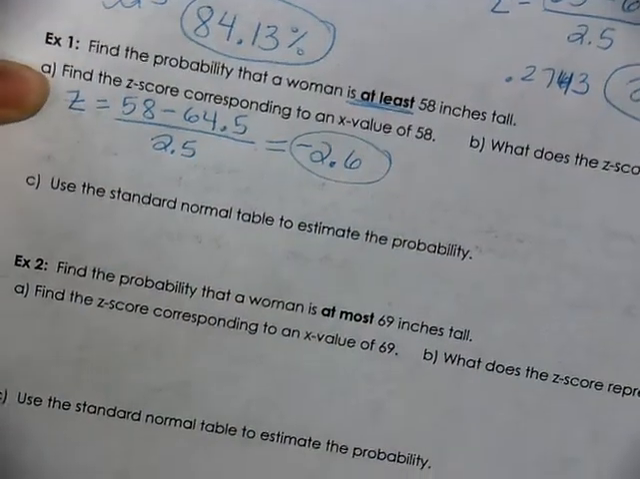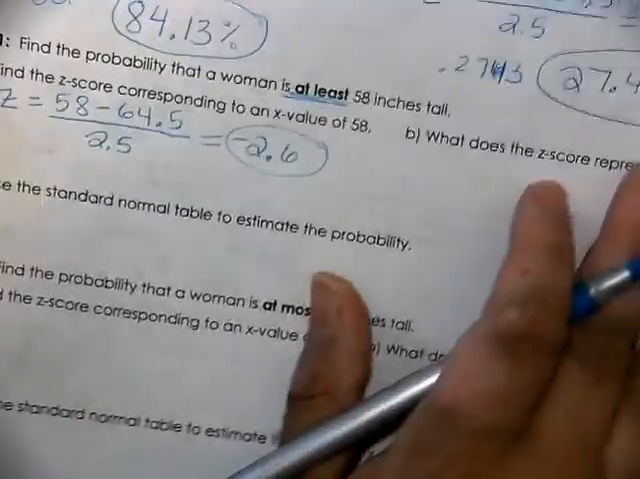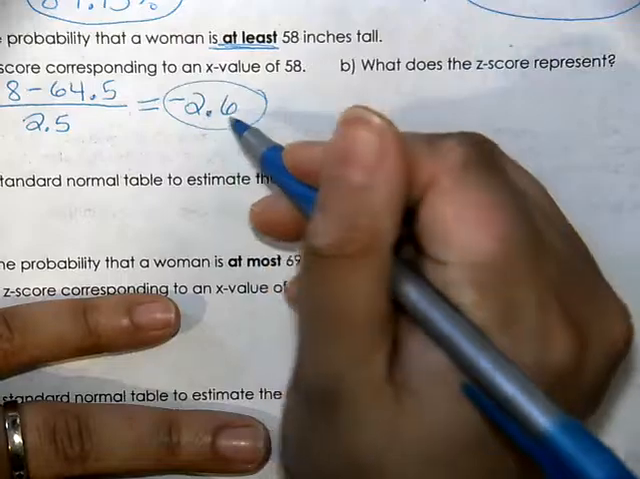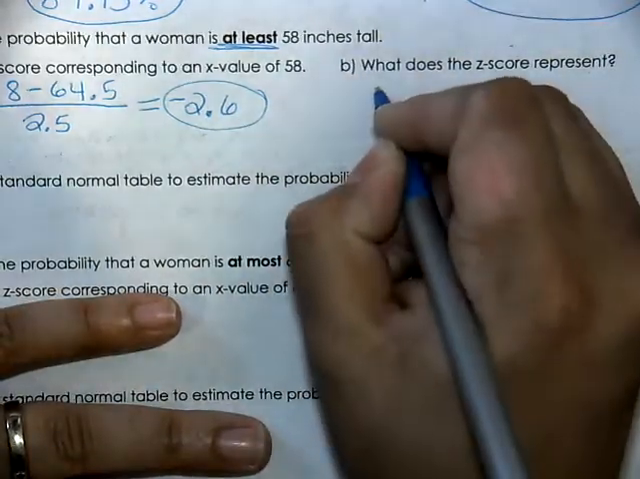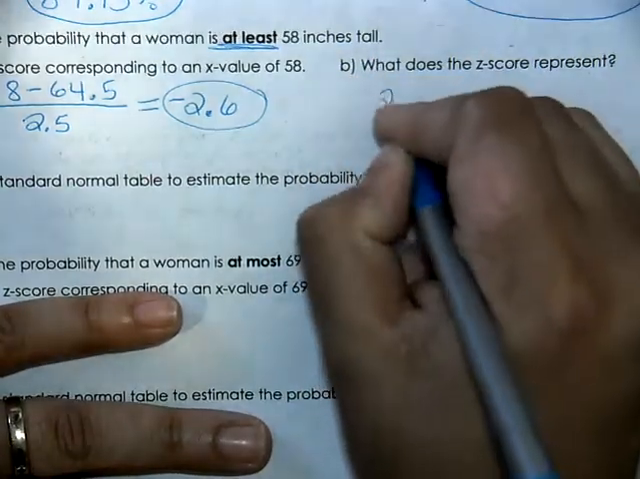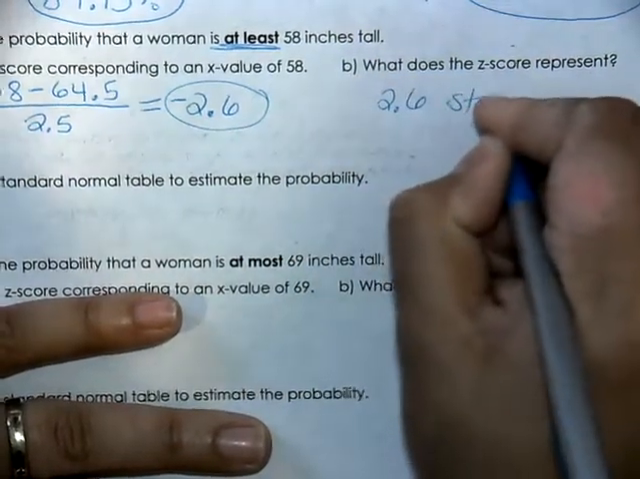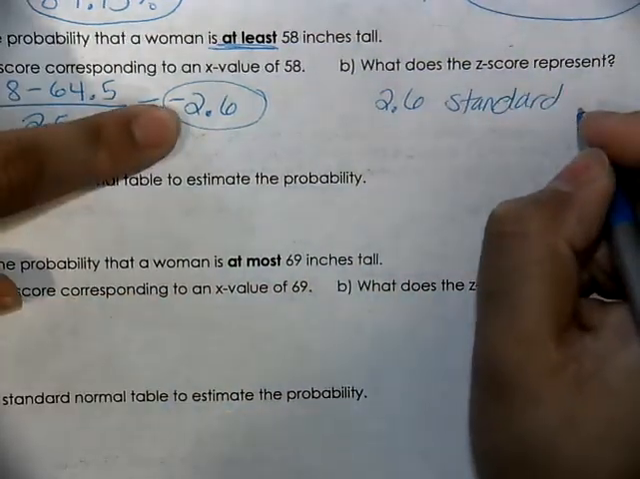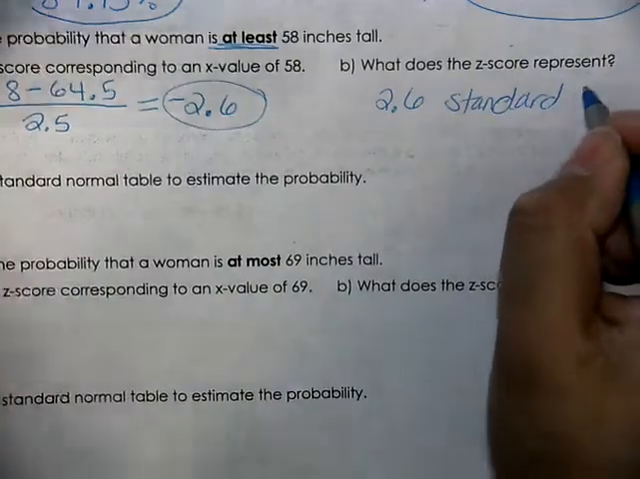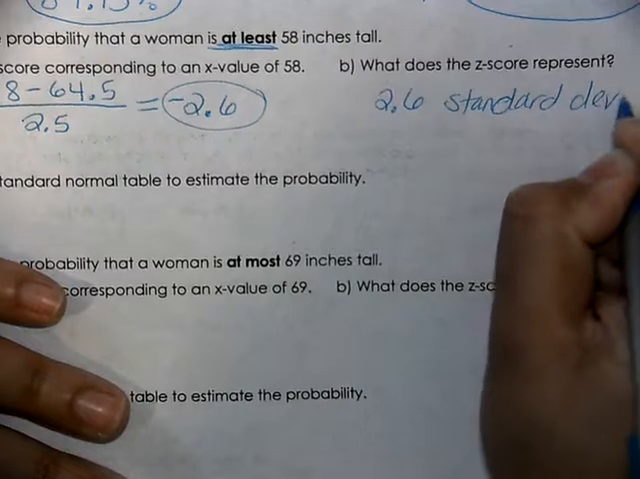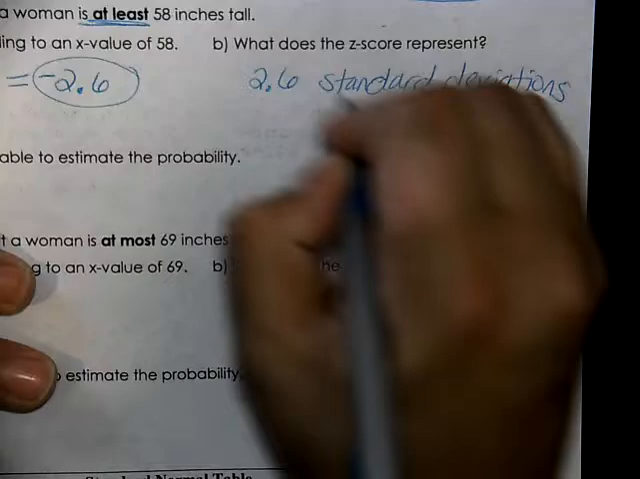So I did part A so far. That's all you would do. Part B says, what does the z-score represent? Since I got negative 2.6, it tells me that if I think of that x value, 58, it is 2.6 standard deviations away from the mean. Well, instead of just saying away, we're going to say below, because it's a negative. Negative would mean going under the mean. So, 2.6 standard deviations below the mean.